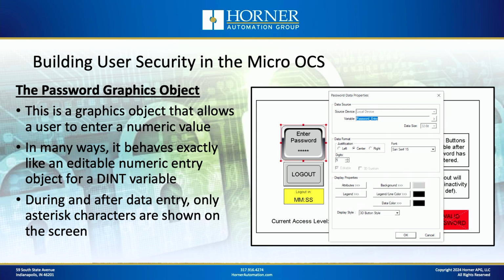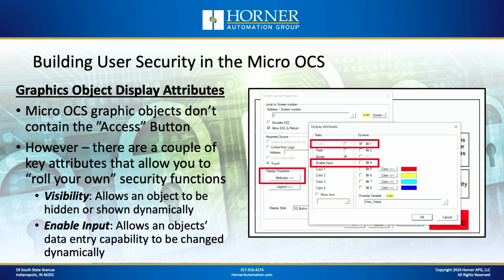Next, we're going to protect individual objects and screens for that matter by utilizing the display attribute capabilities that can be assigned to any graphical object. Now, if you are using the Micro OCS and you double click on any graphical object that has an action to it, like a push button or a numeric data field, for instance, you'll notice that there is an attribute button available in the dialog box, even though there isn't an access button like you would have for accessing user security in the Canvas and Excel Prime.